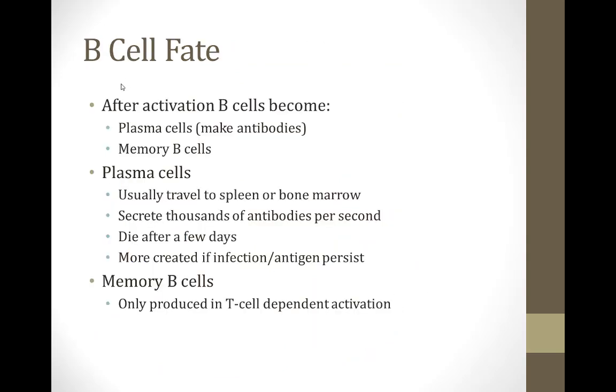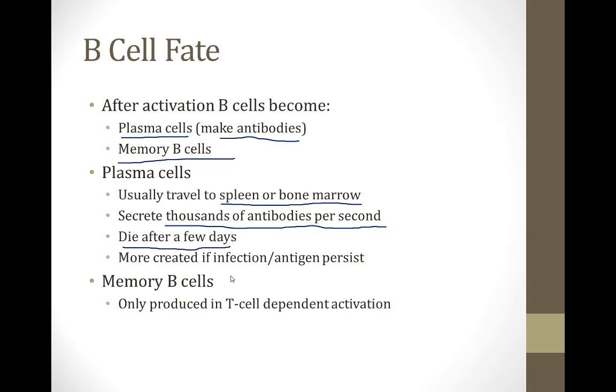Let's talk about the fate of B cells once they are activated. So after activation, B cells have a choice. They can either become a plasma cell, which makes antibodies, or they can become a memory B cell. Plasma cells usually travel to the spleen or bone marrow, and they can secrete thousands of antibodies per second. Their metabolic activity is remarkable. They die after a few days.